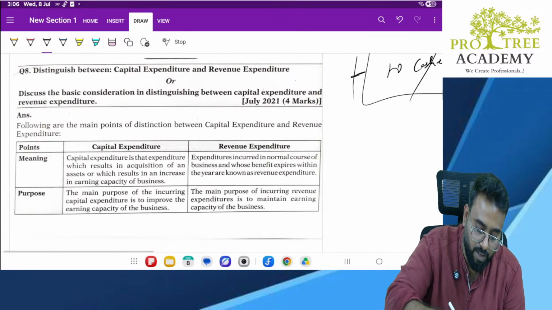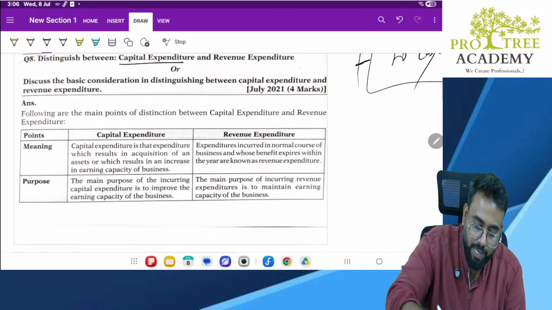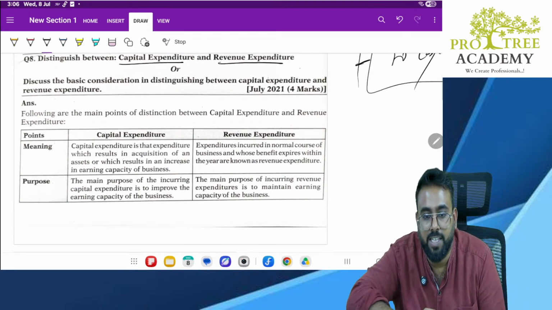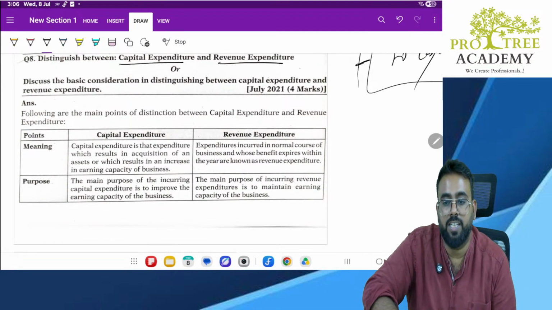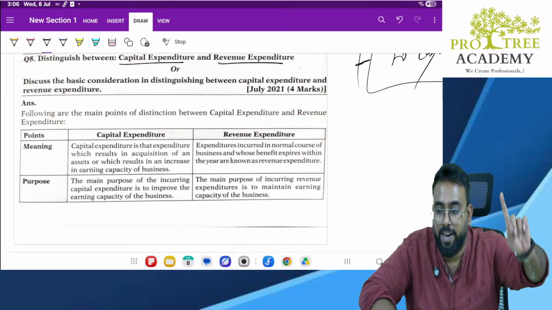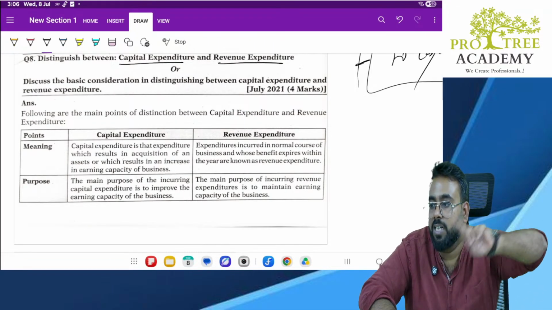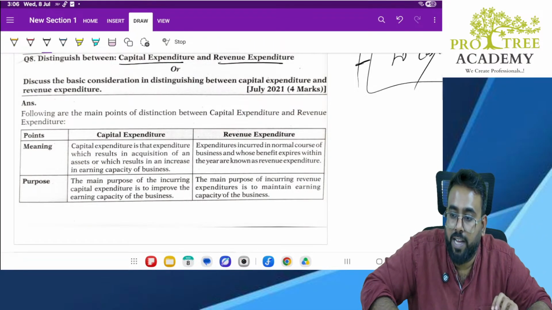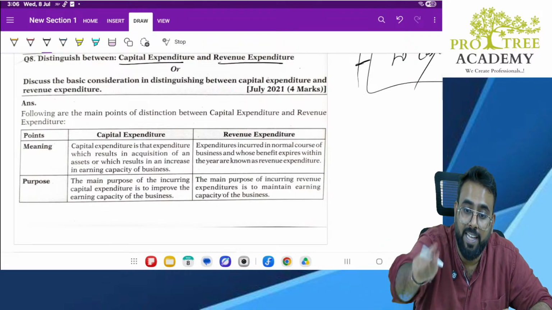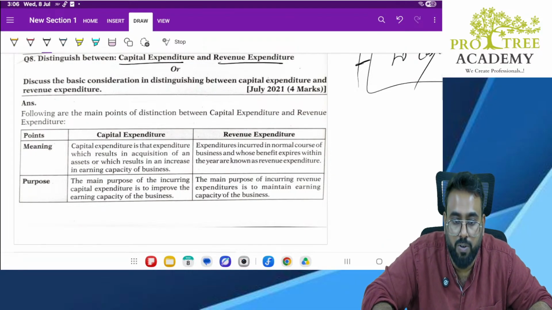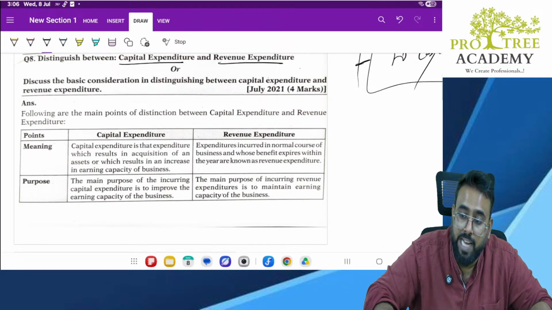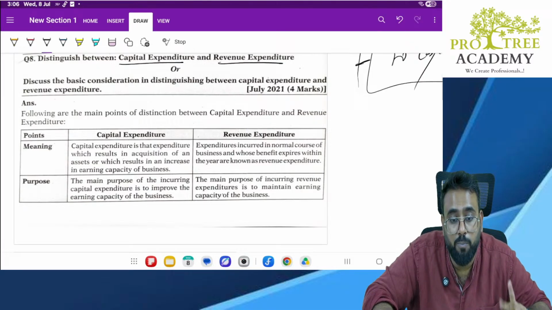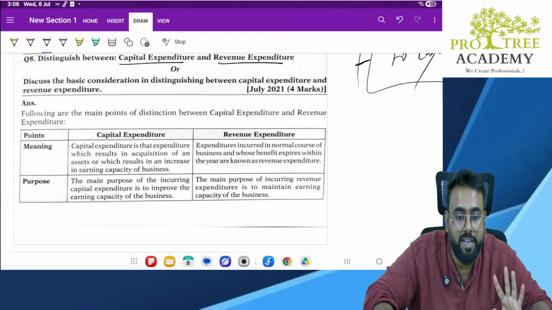Now next, difference between capital expenditure and revenue expenditure. We have already discussed capital expenditure. What is the nature of the capital expenditure? Non-recurring in nature. What is the nature of revenue expenditure? Recurring in nature. Correct or no? Now, one more difference. Capital expenditure, the benefit is usually more than a year, for long term. Revenue expenditure will usually be for a short term, less than a year.